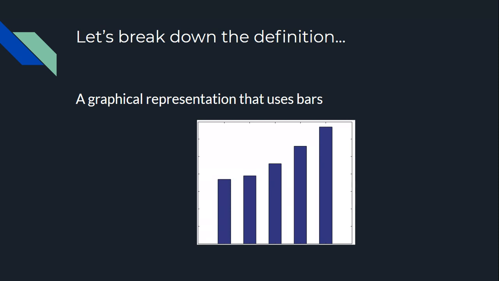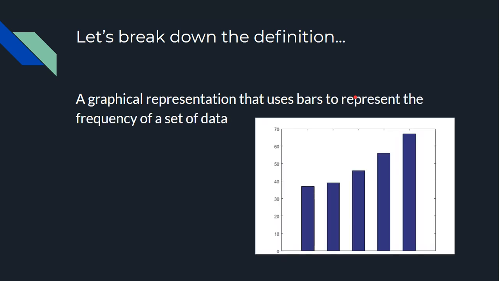The first part says it's a graphical representation that uses bars. That means we're going to be drawing a graph and that we're going to be drawing bars to show our data. The next part says that it's going to use the bars to represent the frequency of a set of data. So that means the height of each bar is going to tell us how many of that bar occurred. So this third bar here, if you look, it lines up with about 45. That means whatever's graphed here happened 45 times. Whatever's graphed here happened about 68 times.